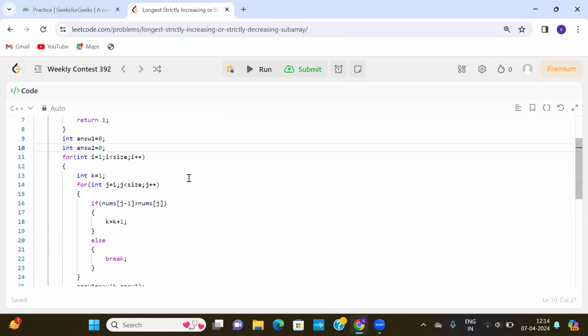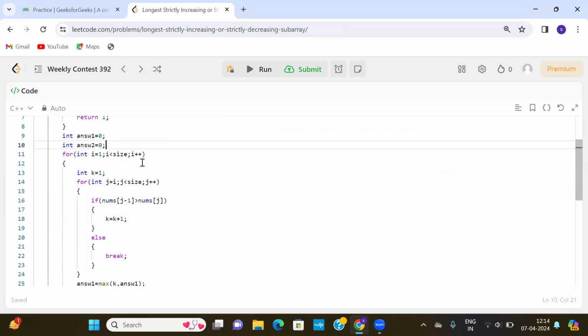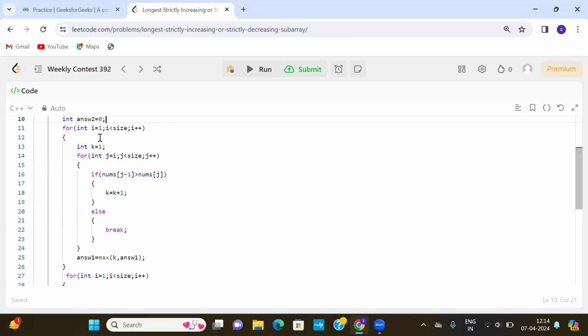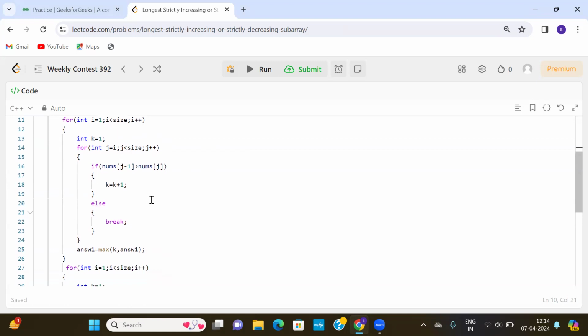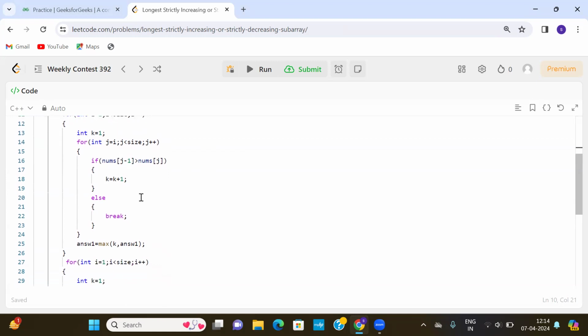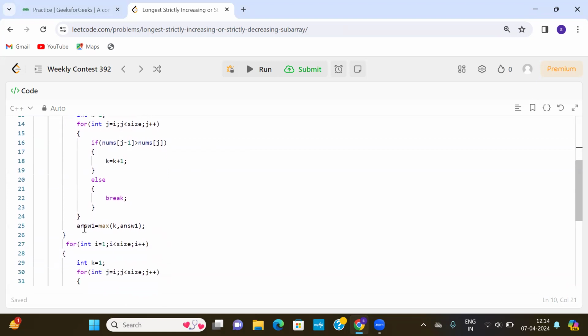So I have traversed through my array. For int i equals 1, i less than size, i plus plus. Why I started with 1, you can even start with 0. I have taken the value of k as 1. For int j equals i, j less than size, j plus plus, I am checking: if nums at index j minus 1 is greater than nums at index j, then I will increment the value of k. Otherwise, if this condition is false, it means my array is not strictly decreasing. I will break out of this loop and do answer 1 equals max of k, answer 1.